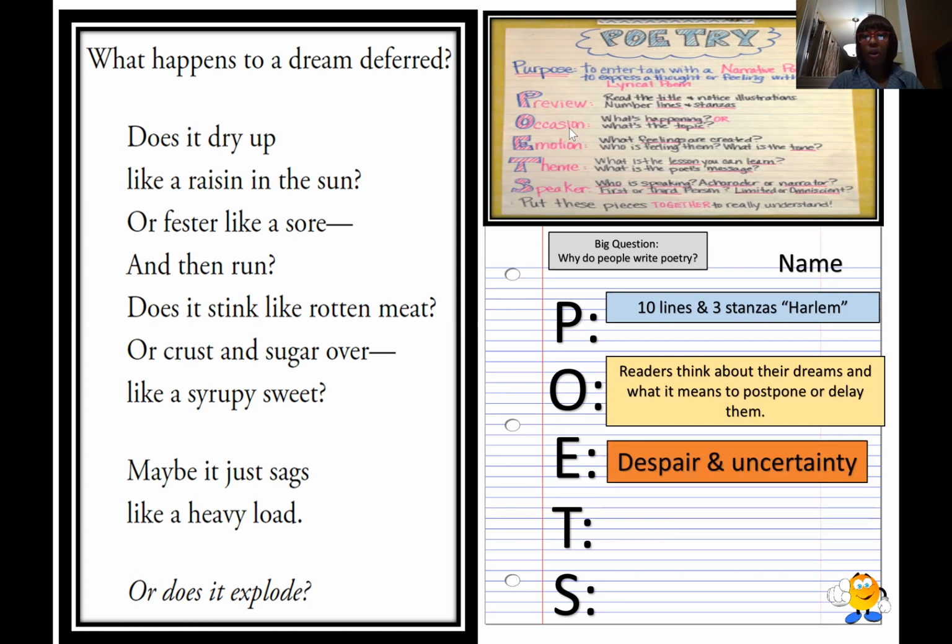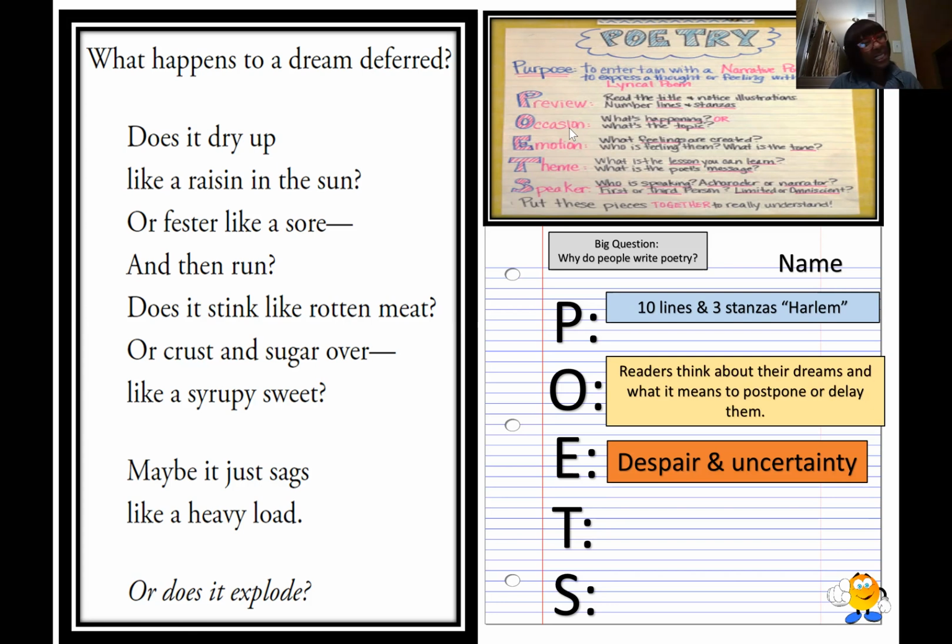E, emotions. What feelings are created? Who is feeling them? What is the tone? So, what feelings are created? Who's feeling them? As we were reading this poem yesterday, what feelings did you feel as a reader? Uncertainty, despair. Because the question is, what happens to a dream deferred? And he begins to answer them.